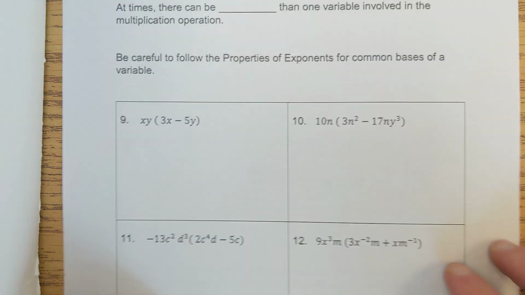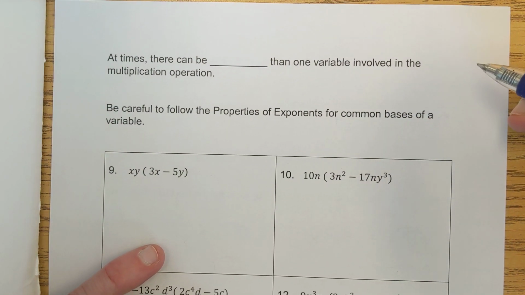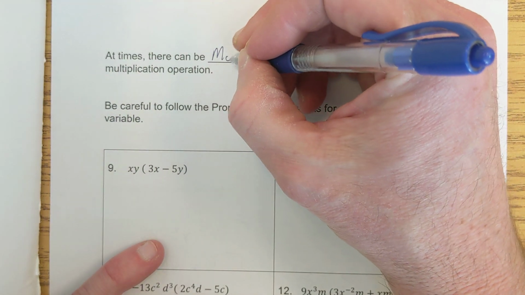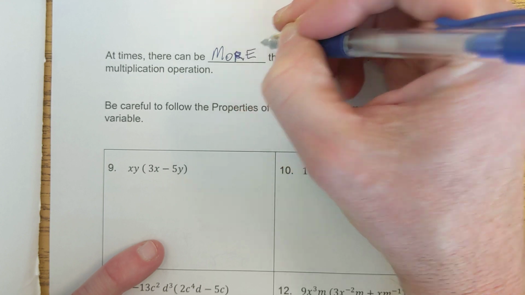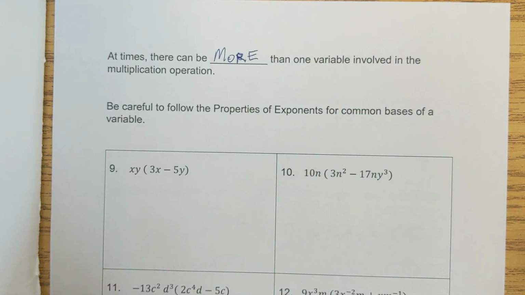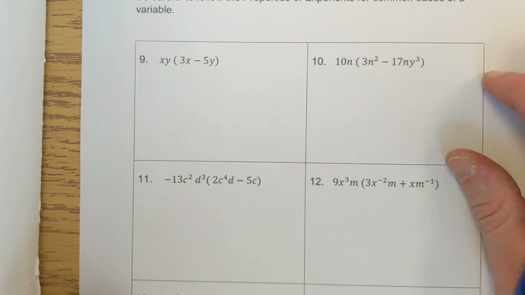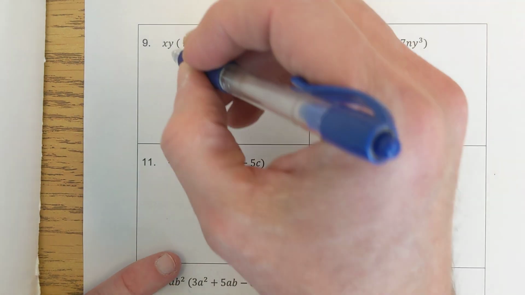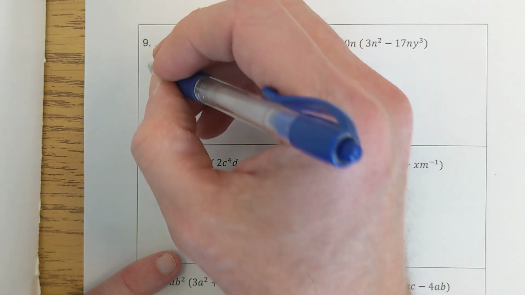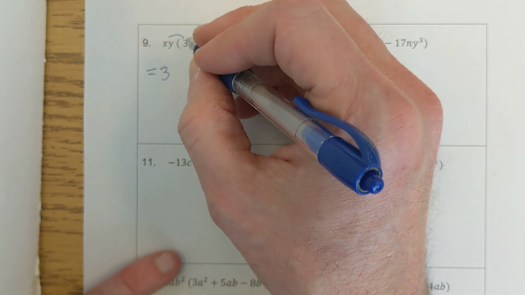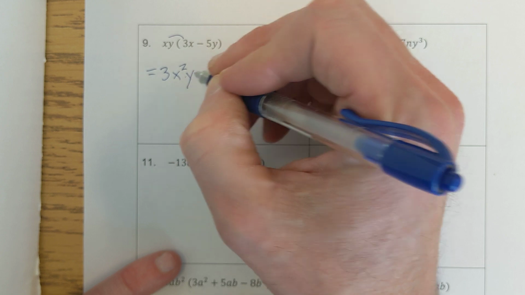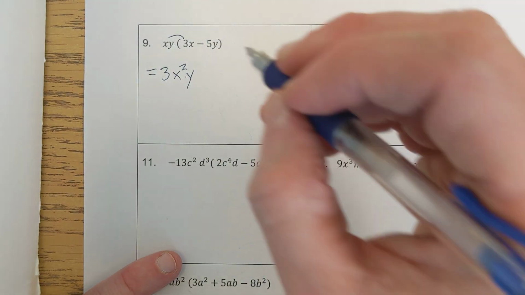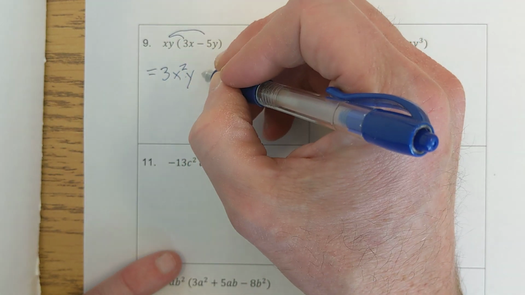So we're doing a lot of distributed property on this one. All right, at times there can be more than one variable involved. So we're going to look at some examples with more than one variable here. So on number 9, we still do distributed property, but we're going to get 3, 1 and 1 on the exponents for x, so that's x squared, but there's no other y's. So we just follow our exponent rules, and we try to simplify this.